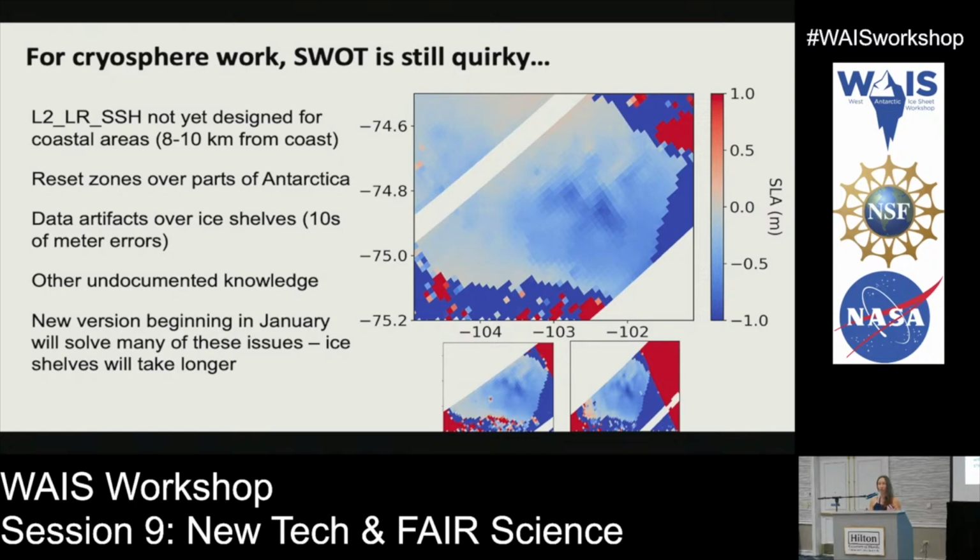There's other undocumented knowledge that hasn't been published yet, so if you want to know more about issues in the data, places where there are uncertainties, things like that, come talk to me. And I can also put you on our cryosphere working group. There is going to be a new version of the data being processed beginning in January, and a lot of these issues will be corrected because we've gotten them changed in the last few months. So starting in January, you'll start to see better data for the cryosphere. So with that, I'm going to show you some of the applications that we can start to use SWOT for.